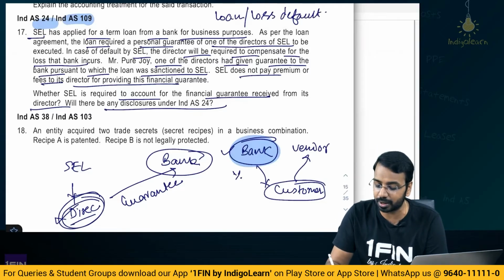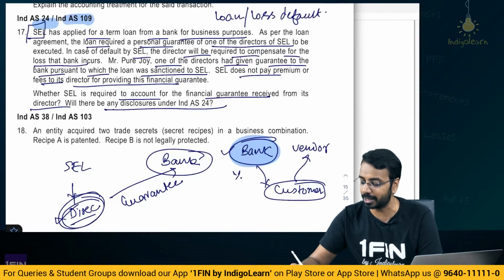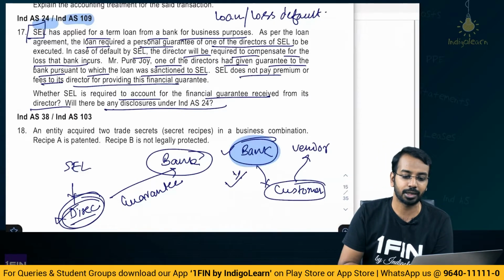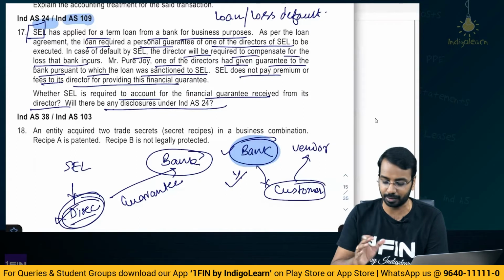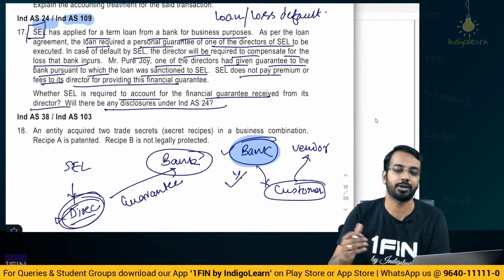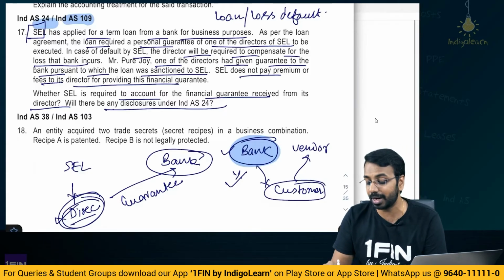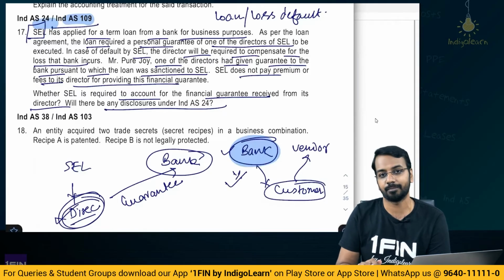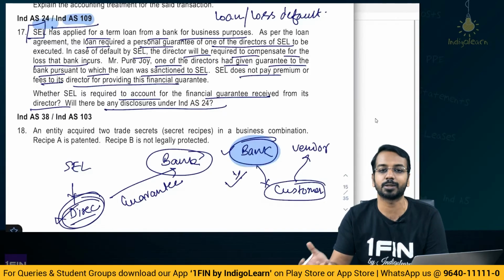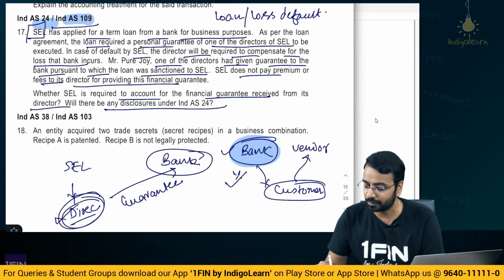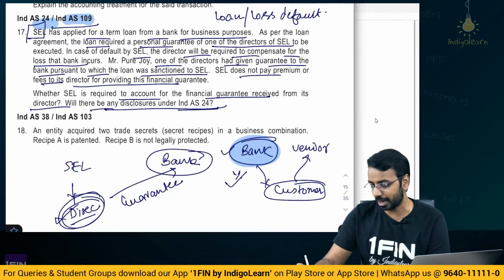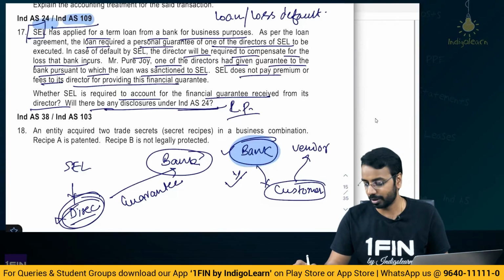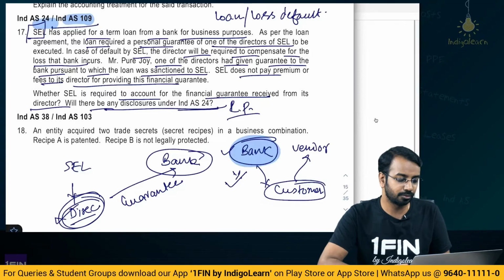Now, is SCL required to account for it? See, if the entity had paid some percentage as commission or some amount as commission, then you would have accounted for it as commission or expense. Now here, because nothing is paid, there is no need to account for it, because there is no expense that is being incurred. Then will there be any disclosures under Ind AS 24? Yes, as per related party, the disclosures have to be given. Let us see what are the disclosures required.